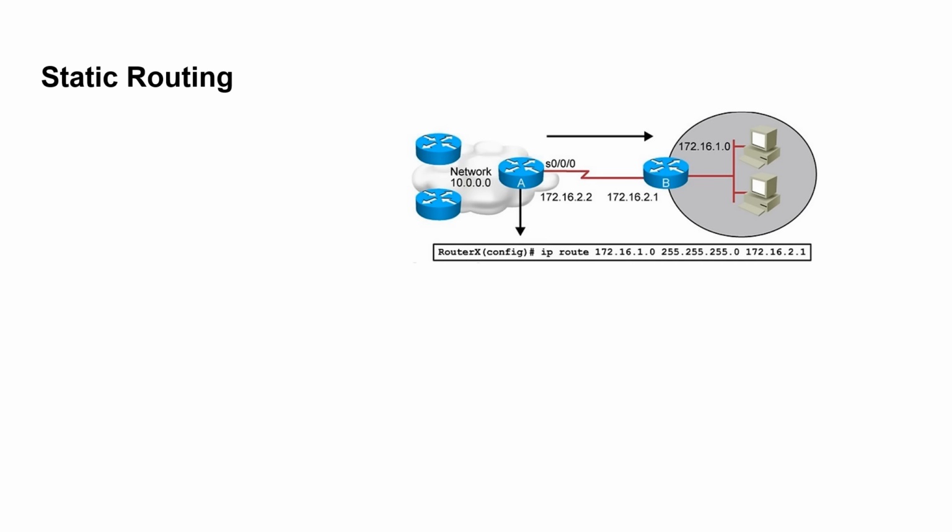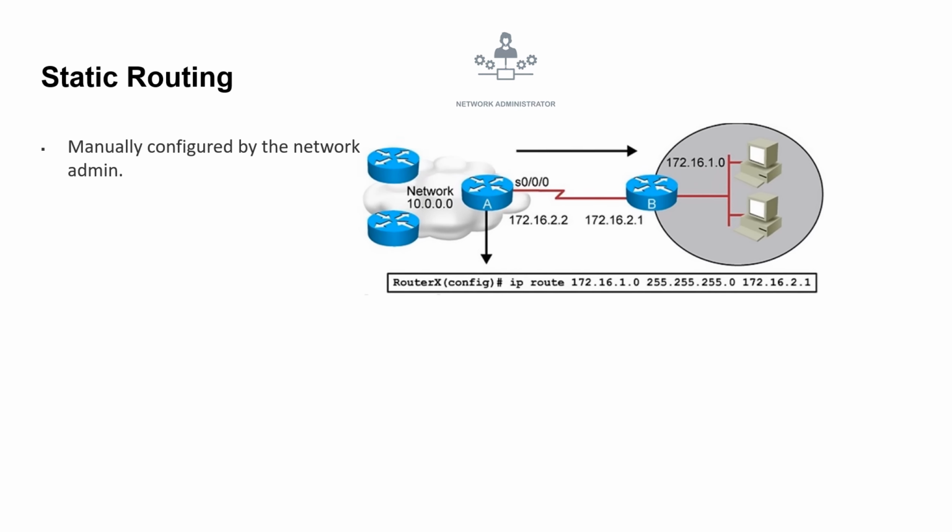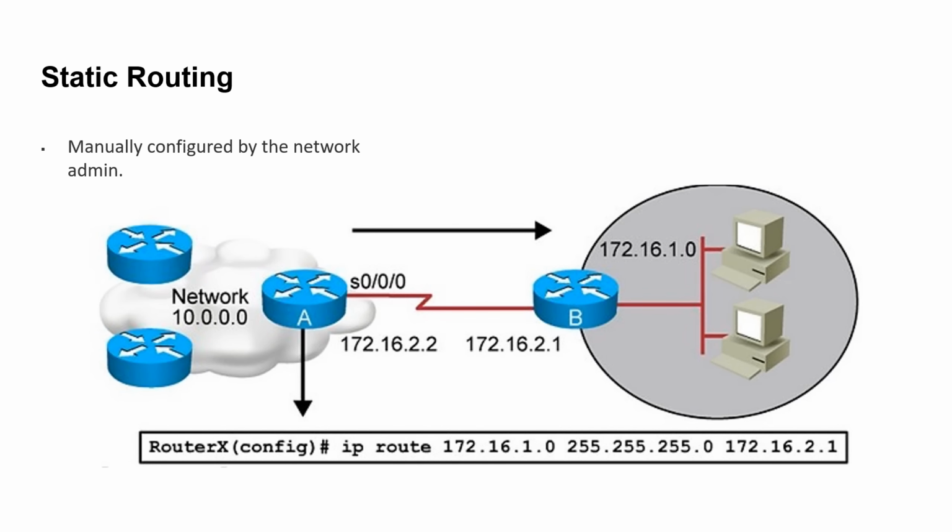Static routes are manually configured by the network administrator and automatically added to the routing table upon the configuration. You can configure a static route by using the ip route global configuration command. Here you can see the command to configure the static route along with the destination and the next hop or outgoing interface, which I will show you how to configure in the upcoming slides.